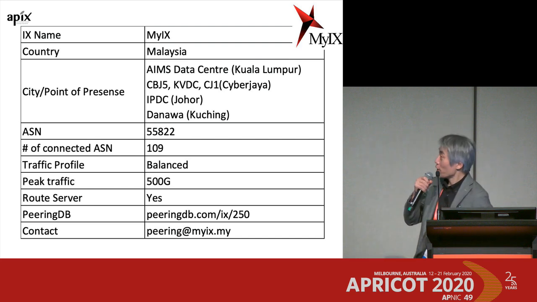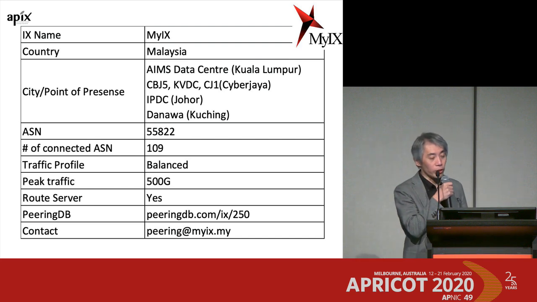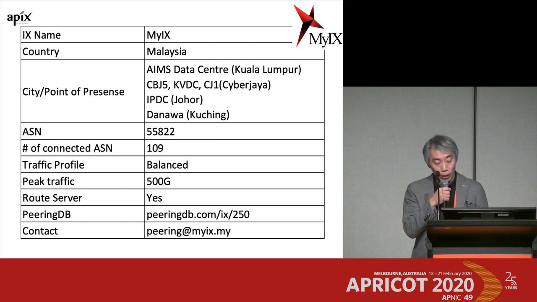Okay, so the next is MyIX. There is no representative from MyIX, so I will tell you something about that. MyIX is an IX in Malaysia. They have 109 connected ASNs, and peak traffic of 500 gigs. I think it is the most major internet exchange in Malaysia, especially in Kuala Lumpur. They also have POPs in Cyberjaya, Johor Bahru, and Kuching. Okay, thank you very much.